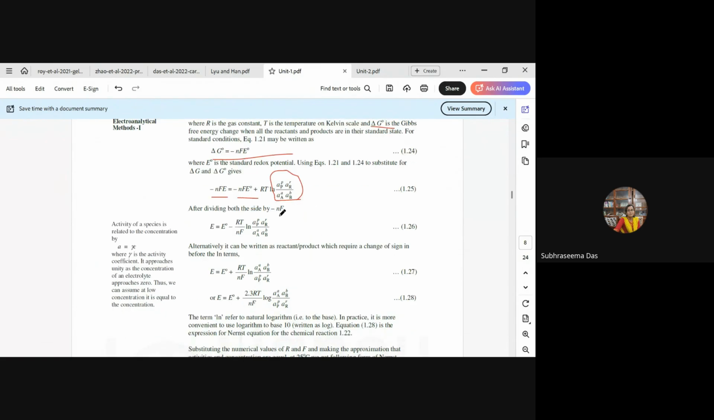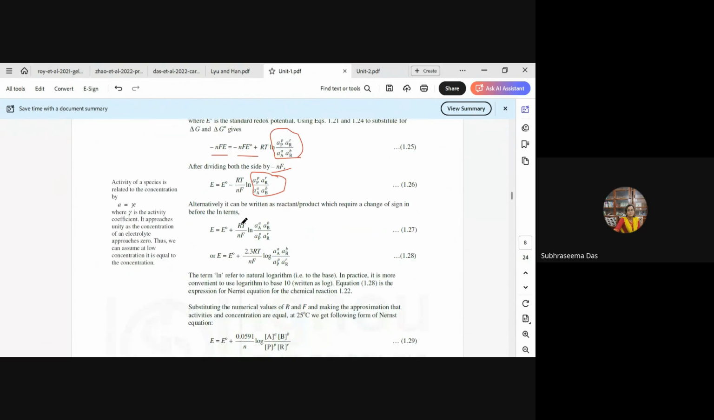Now if we divide both sides by minus nF, we find that E is equal to E0 minus RT by nF ln of the activity of the products upon the activity of the reactants. By changing this minus sign to a positive sign, we can write it as E is equal to E0 plus RT by nF ln of the activity of the reactants by the activity of the products.